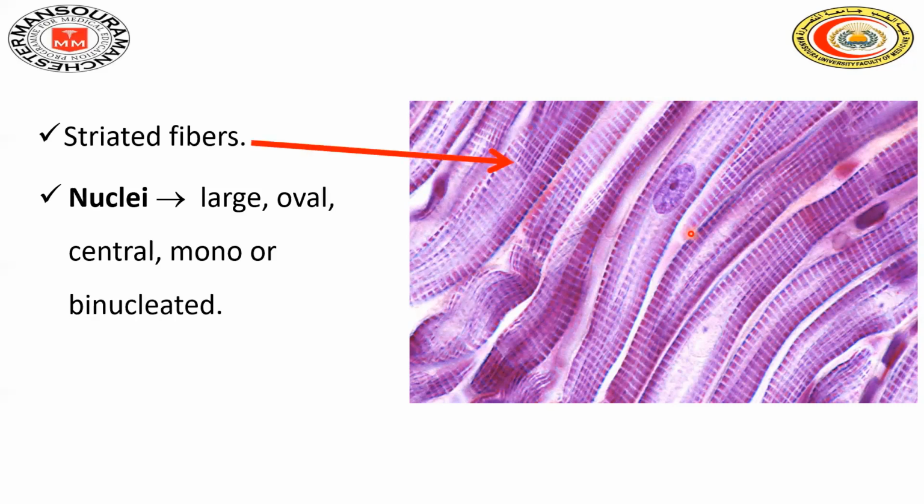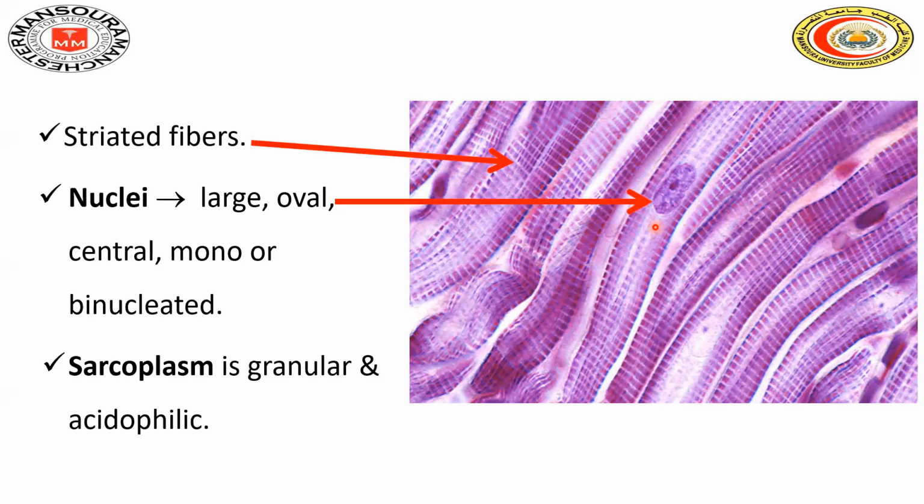Regarding the cells, each cell has a large oval central nucleus and may be binucleated in some cells. Some cells contain only one nucleus, others are binucleated, with two nuclei. Regarding the cytoplasm, cardiac muscle fiber is acidophilic and granular, due to the presence of numerous mitochondria in this type.